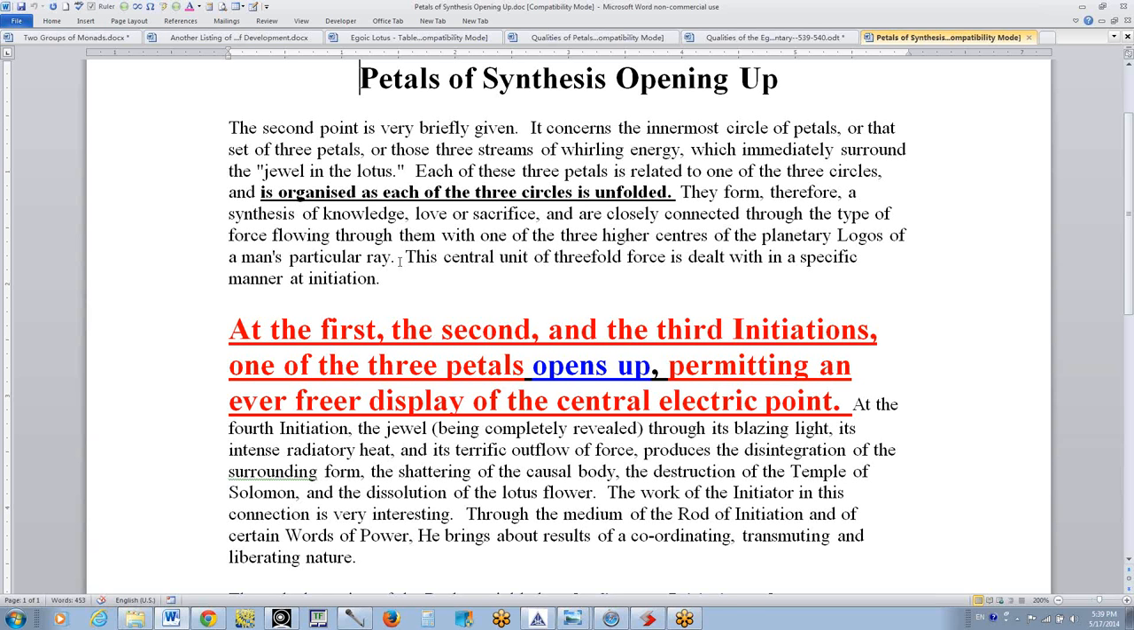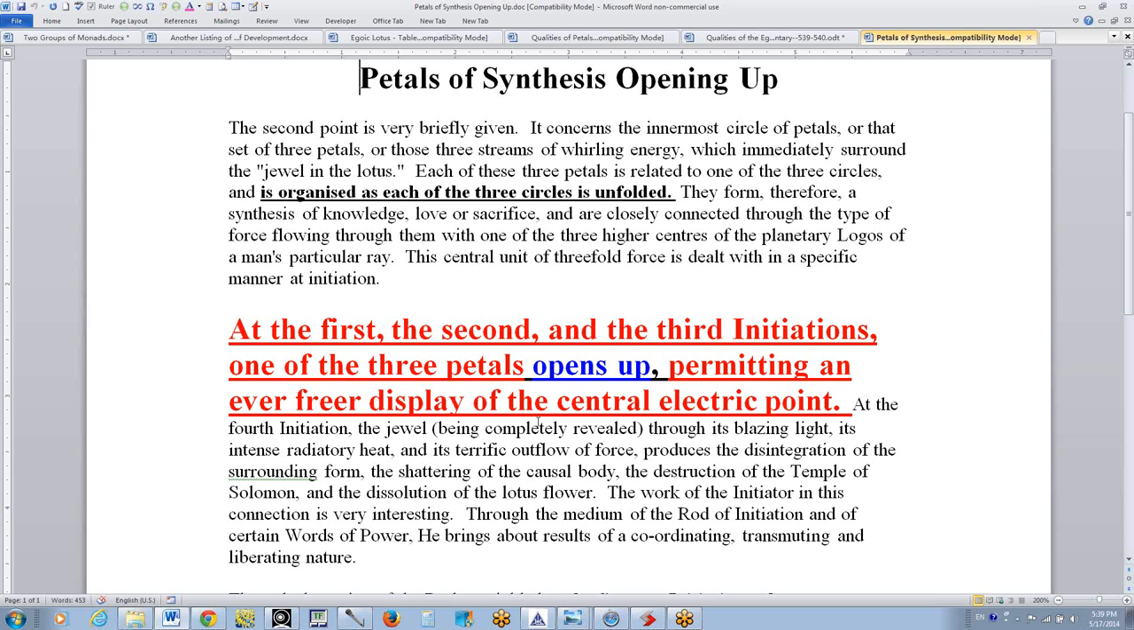At the 4th initiation, the jewel being completely revealed through its blazing light, its intense radiatory heat, and its terrific outflow of force, produces the disintegration of the surrounding form, the shattering of the causal body, the destruction of the Temple of Solomon, and the dissolution of the lotus flower. The work of the initiator in this connection is very interesting. Through the medium of the rod of initiation and certain words of power, he brings about results of a coordinating, transmuting, and liberating nature.